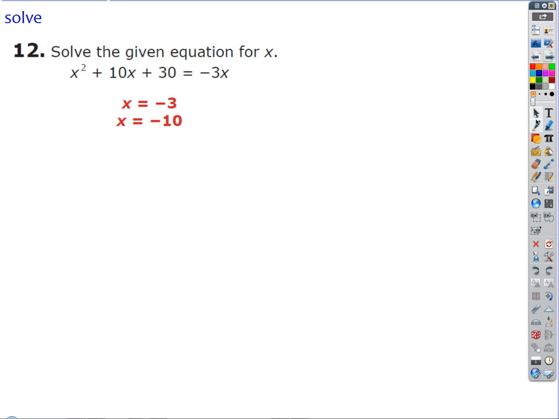How about this one? So what do I have to do to this one before I can solve it? Set it equal to 0. Good. I've got to add the 3x to the other side. So I'd get x squared plus 13x plus 30 equals 0. Now, what are my options for solving this? Yeah, you could. You're right. And you would, because that's the easiest way. So we could factor it. What else could we do if we wanted to?